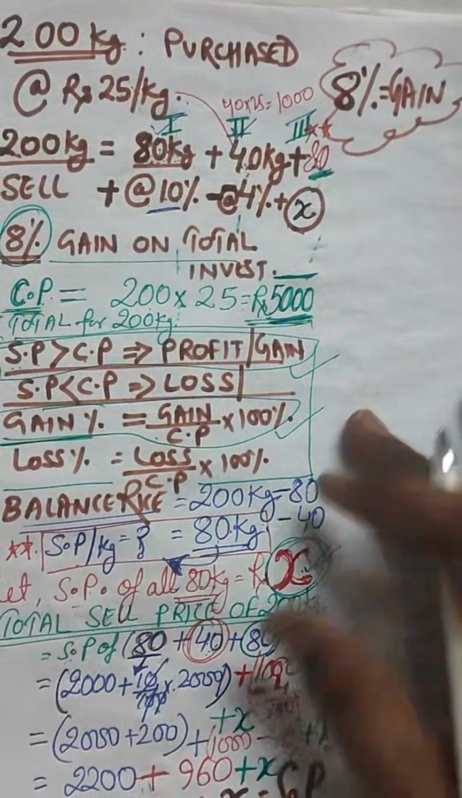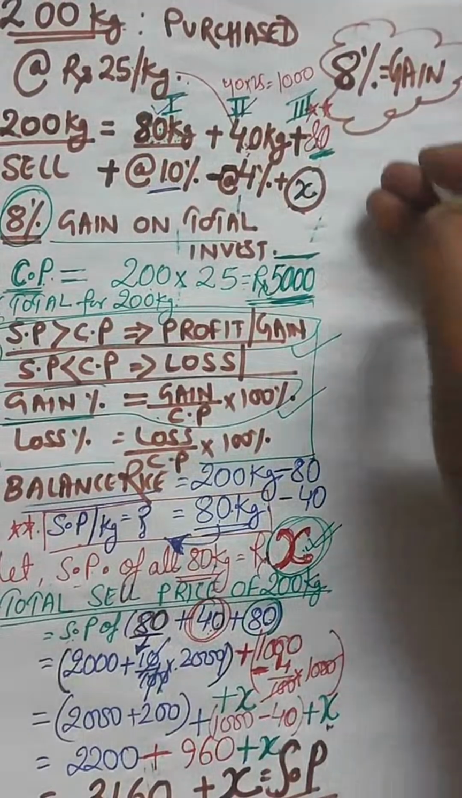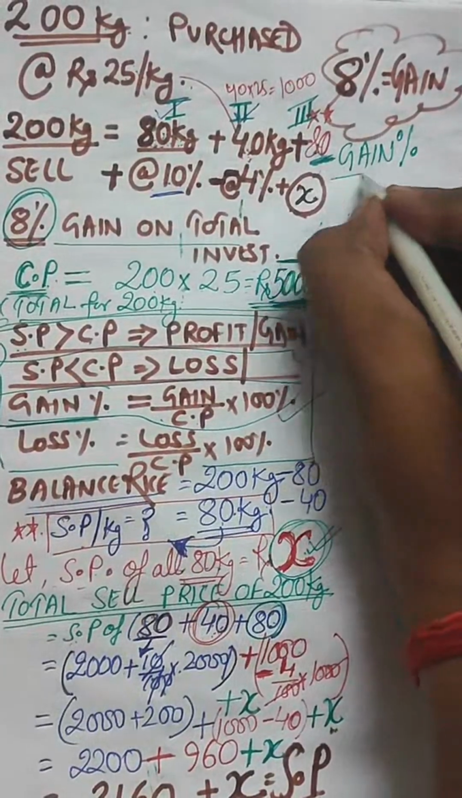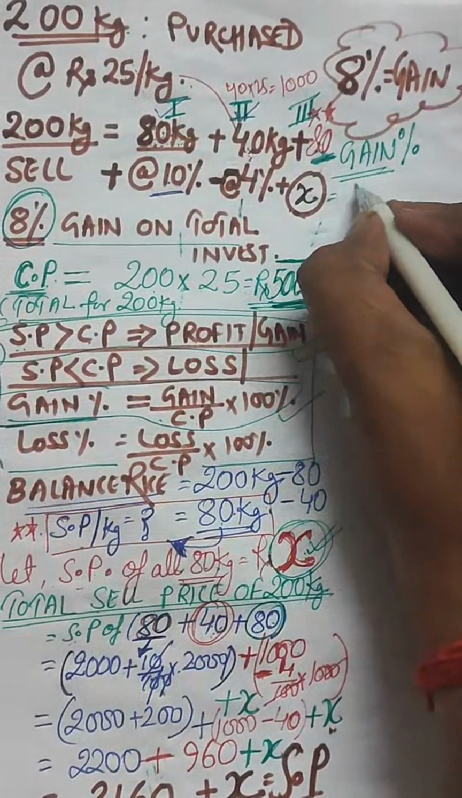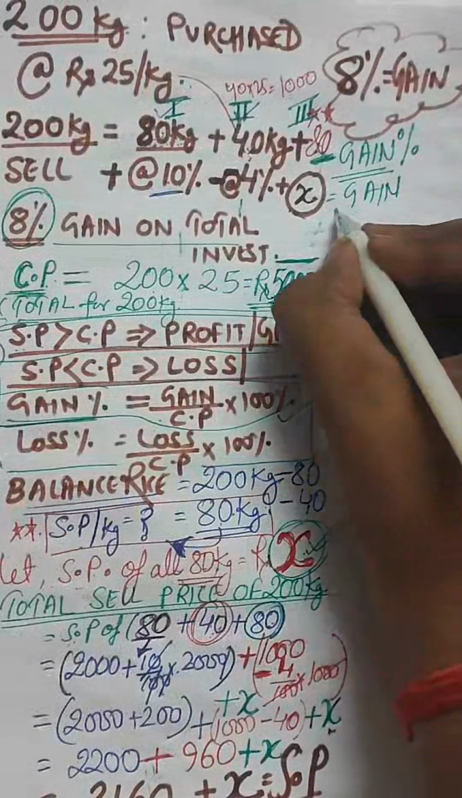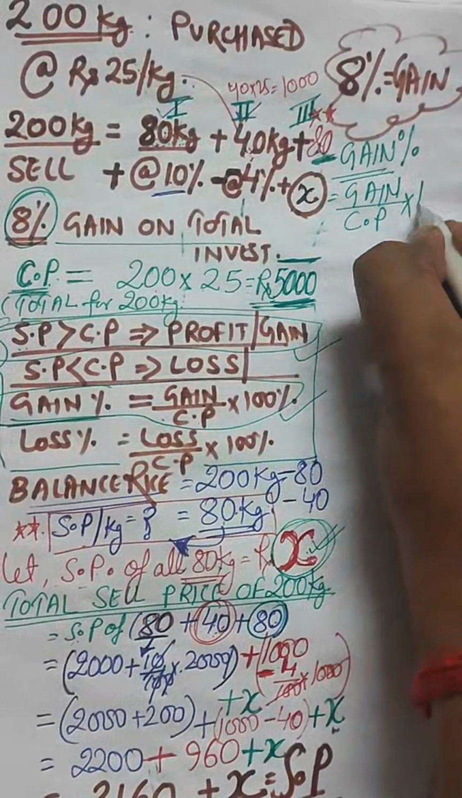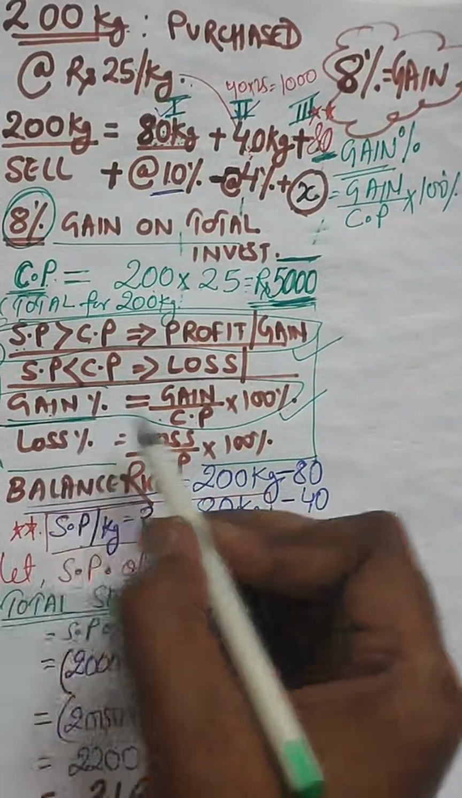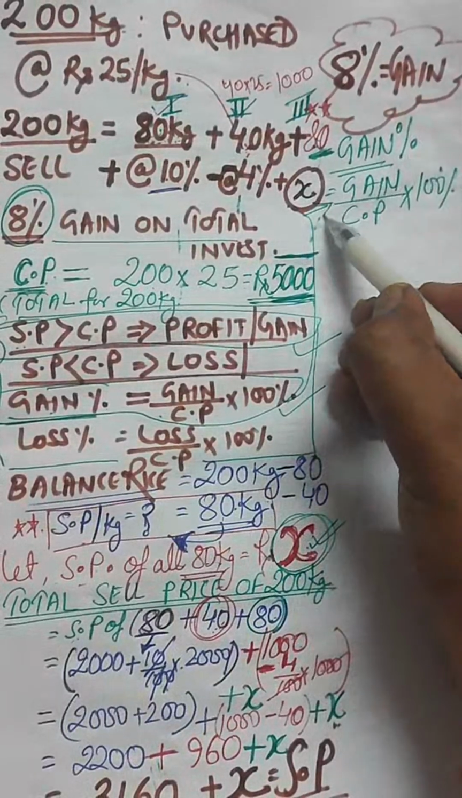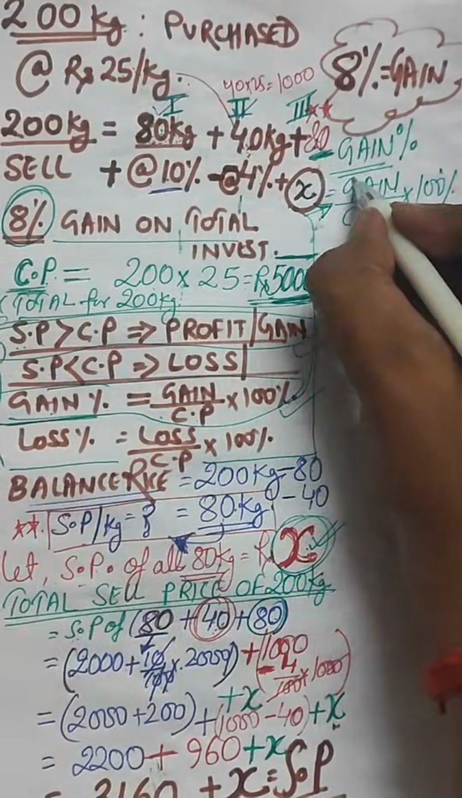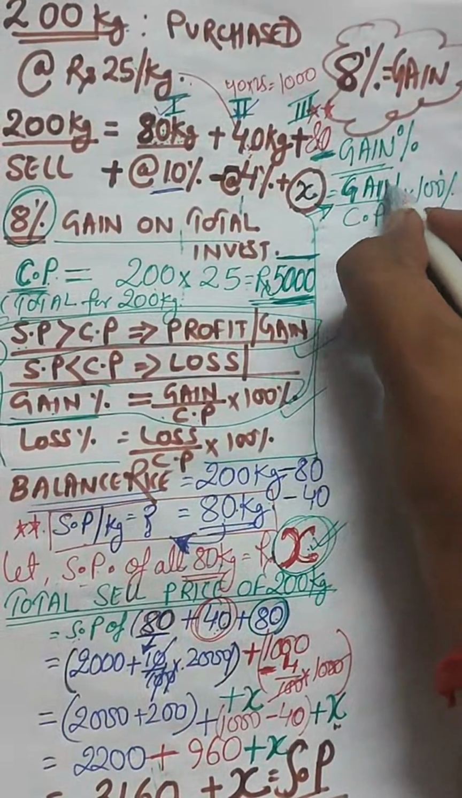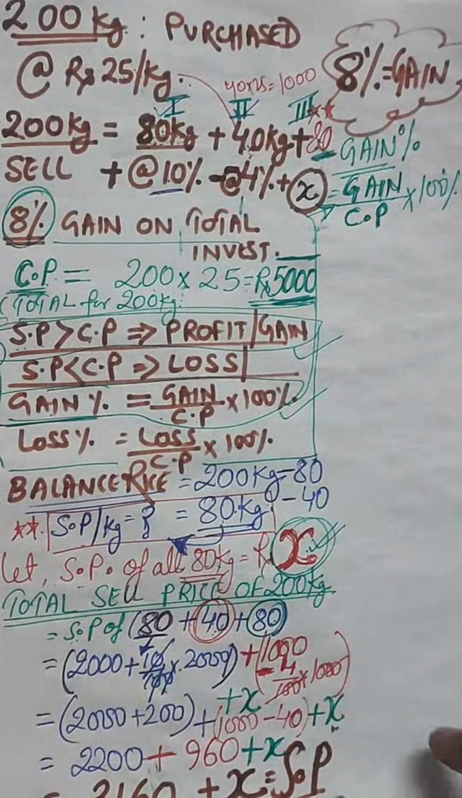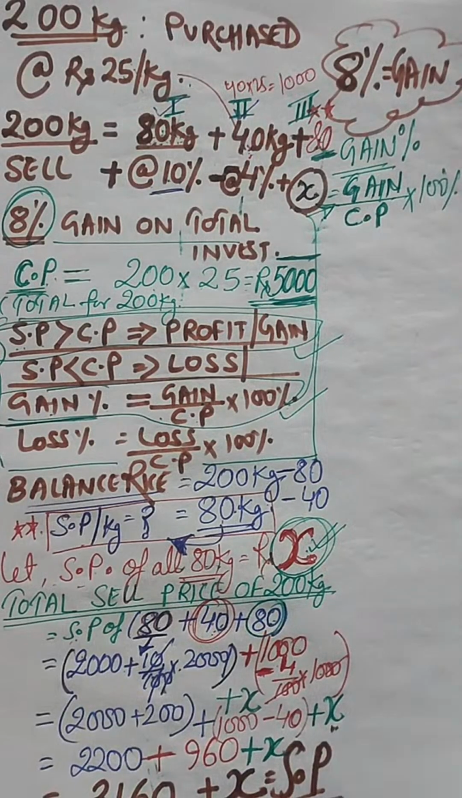So what is gain by CP? Gain percent is gain by CP into 100%. This is the formula. You remember this one? We are using the same over here. This is gain by CP. Students always remember, gain or loss is always calculated on CP, because CP is the reference.